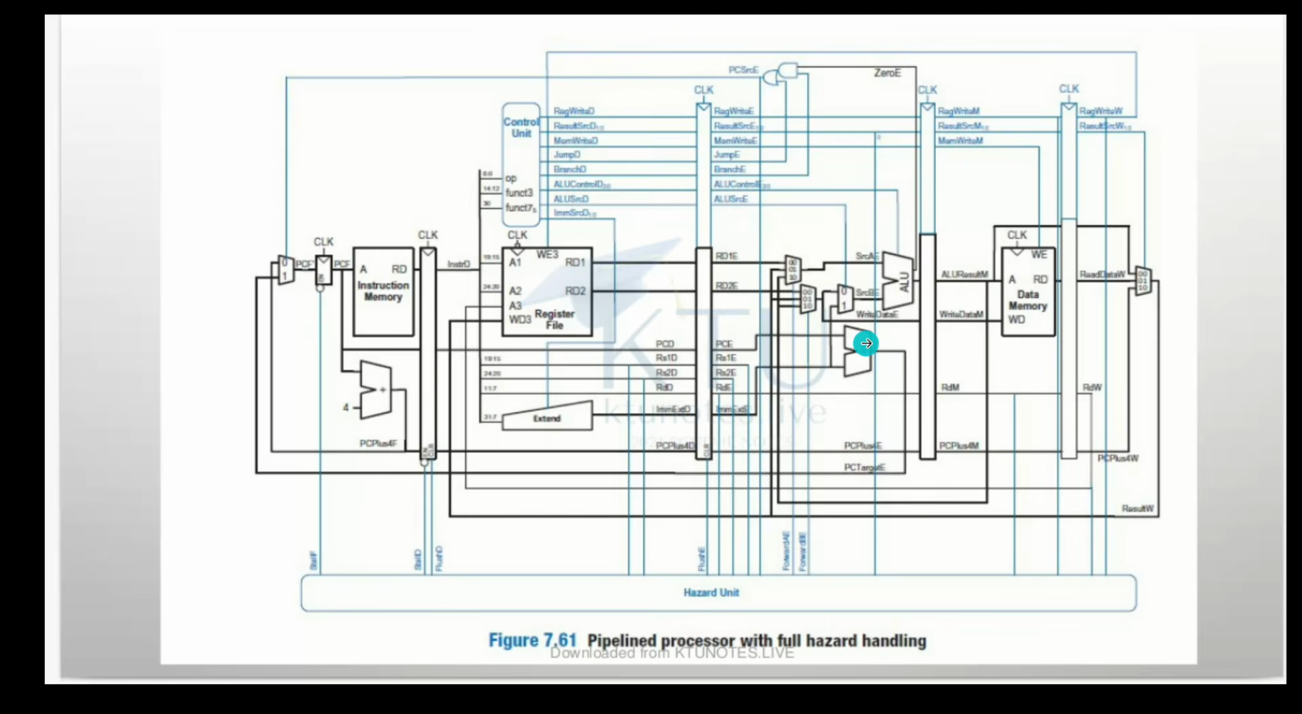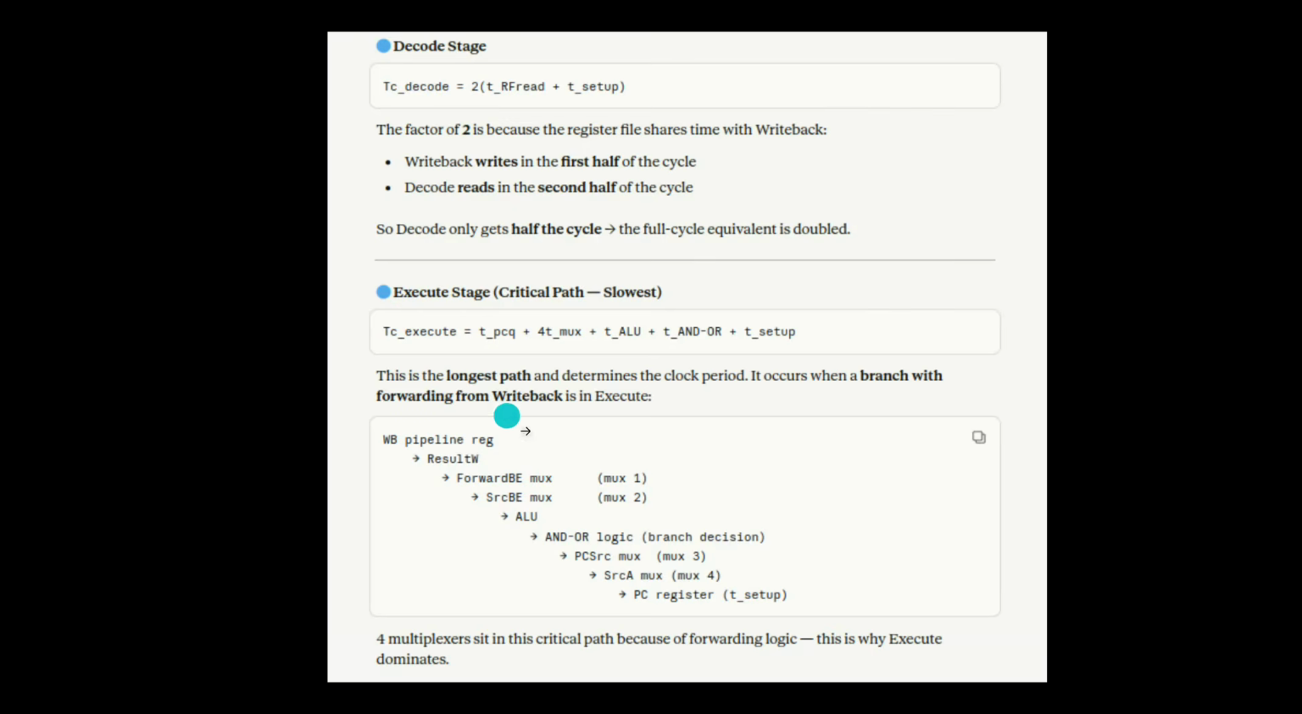Understood? Now you have to understand that we are using the PCQ value also, because for the branch case we have to find the next instruction by using the current PC value, right? So that is why we are using the PCQ value. This AND OR logic is used for what? Branch decision. Then T setup for the next pipeline register. So these are the executing stage. In the executing stage, this much we have to add, which is the longest path.